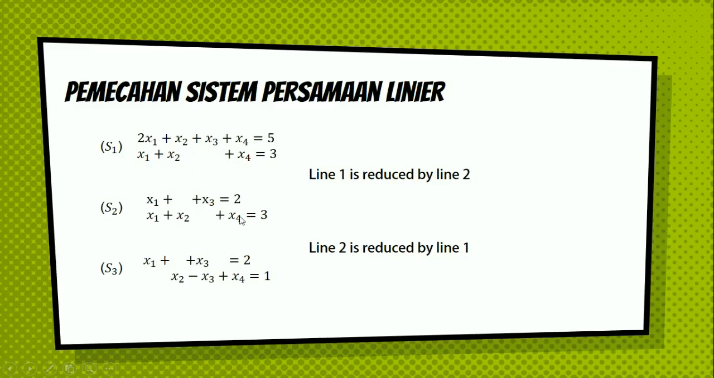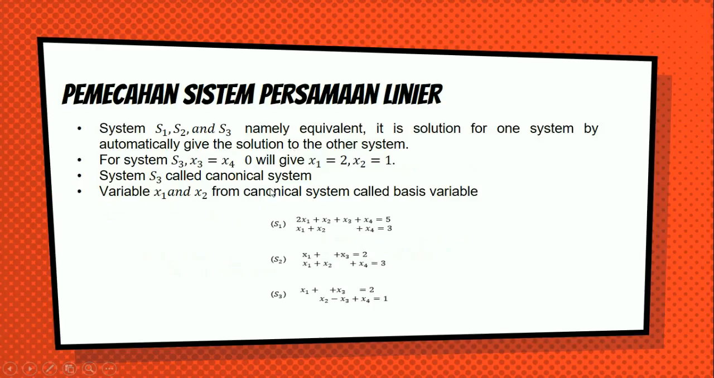Okay, how to change line 2? We can change line 2 with line 2 reduced by line 1. So line 2 becomes like this: 1 minus 1 becomes 0, 1 minus 0 becomes 1, 0 minus 1 becomes minus 1, 1 minus 0 becomes 1, and 3 minus 2 becomes 1. So all of this process is called pivot operation. Okay, next slide. We'll see the conclusion of the process I mentioned before.